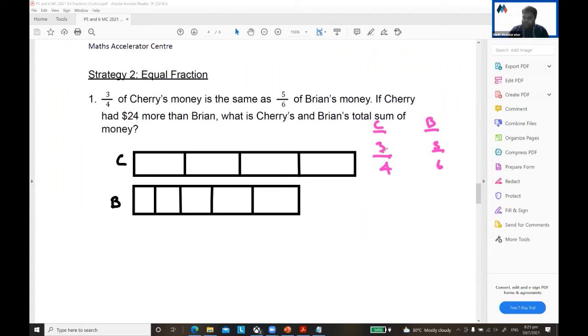So what we're going to do is we're going to make the numerator the same. So how are you going to make the numerator the same? You're going to make it the common multiple of 3 and 5. So what's the common multiple of 3 and 5? So this is 15 over 20. And this is times 3 here, right? So times 3 as well. So this is 15 over 18.